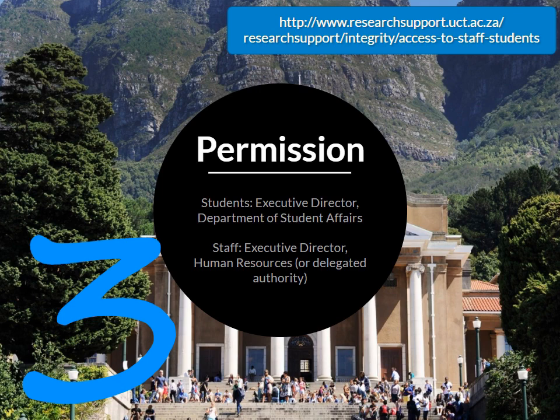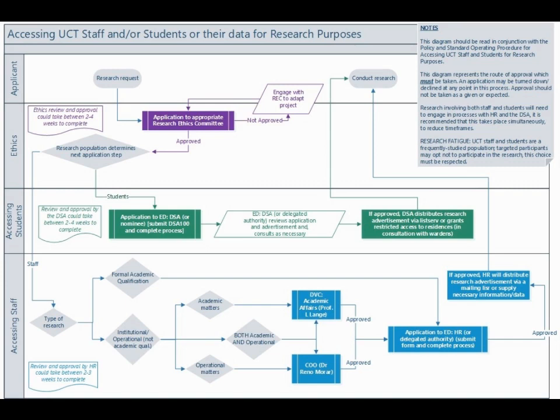It is important to note that steps 1, 2, and 3 should happen sequentially, as in, you cannot apply for permission to access the UCT community via HR or the DSA until your UCT ethics approval is in place. However, if you are seeking to use both UCT staff and students, it is possible to engage with HR and the DSA simultaneously. This image shows you a detailed workflow for the steps you should take to access the UCT community for research purposes.